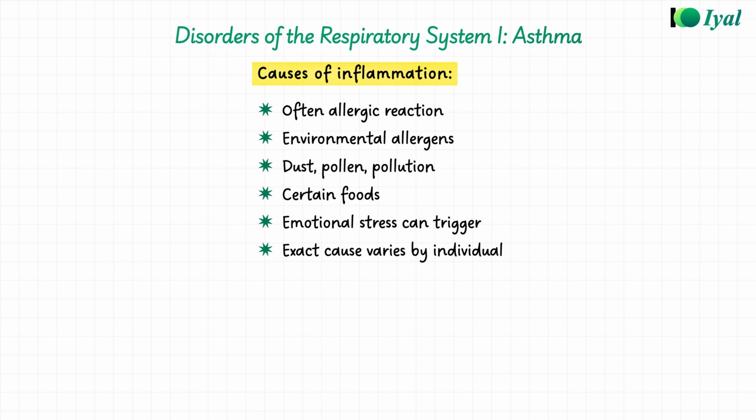What causes this inflammation? Often it is an allergic reaction. Some people's immune systems overreact to certain substances in the environment, dust, pollen, pollution, certain foods. This overreaction causes inflammation in the airways. Sometimes stress or exercise can trigger asthma attacks too. The exact trigger varies from person to person. One person might react to dust, another to pollen.